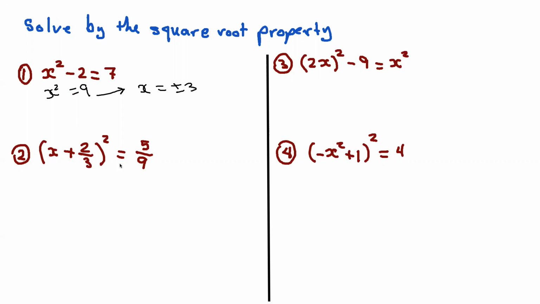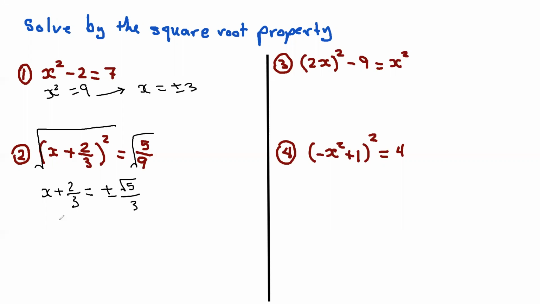The second one, you're going to use the same strategy. Here, you have a square. So to get rid of this square, you have to square root both sides. So you square root this side and you square root this side. Now the square root cancels the square, so x plus 2/3 equals, and when you square root this, you're going to get plus or minus. Square root of 5, it's just going to stay 5, but the square root of 9 is 3.